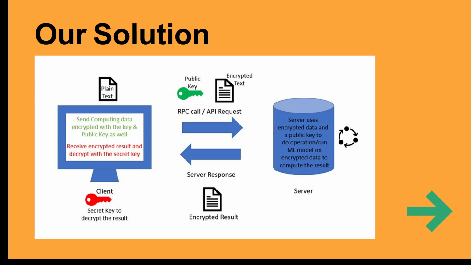So our solution is that, let's suppose the client has some plain text or some data. The client will first encrypt the data with a key and send that encrypted data and public key to the server. Then the server will do the computation as per the requirement of the client, and then the server will send the encrypted computed result to the client, and the client will decrypt it using the secret key to read the plain text again. So let's see the demo of our code.